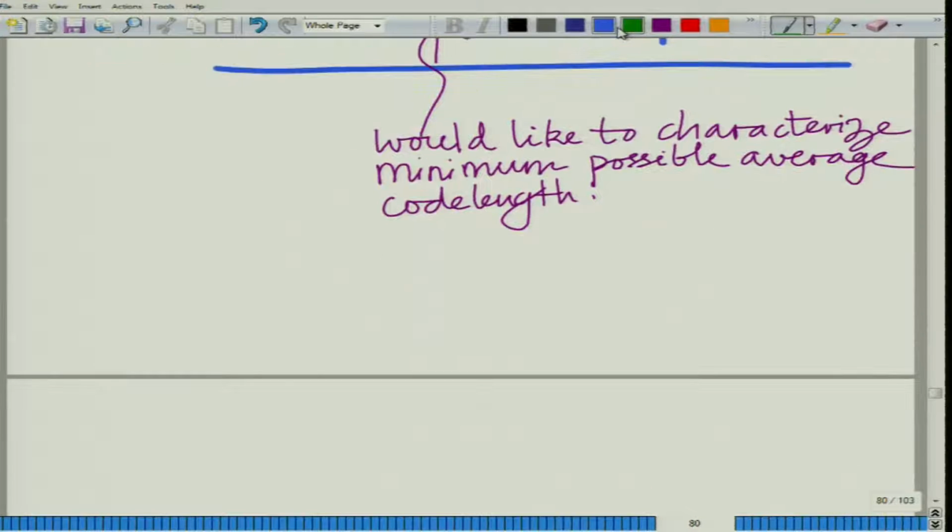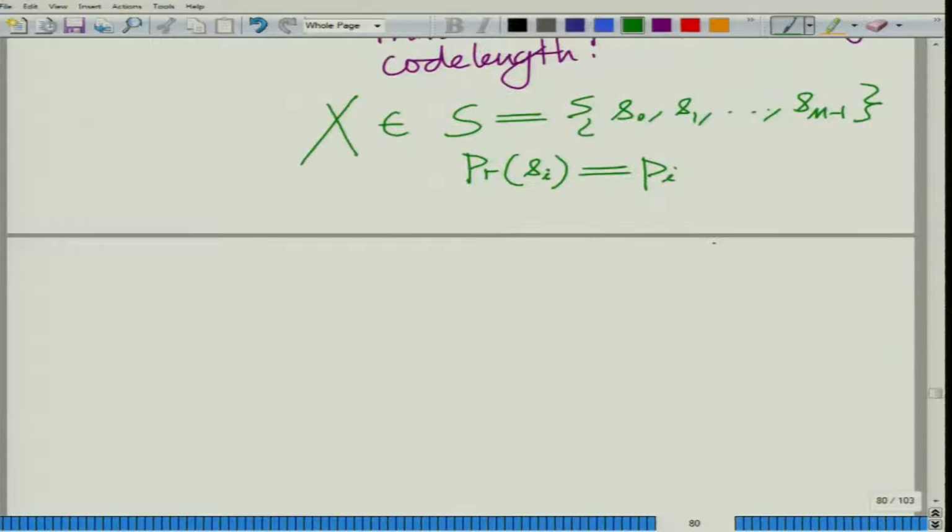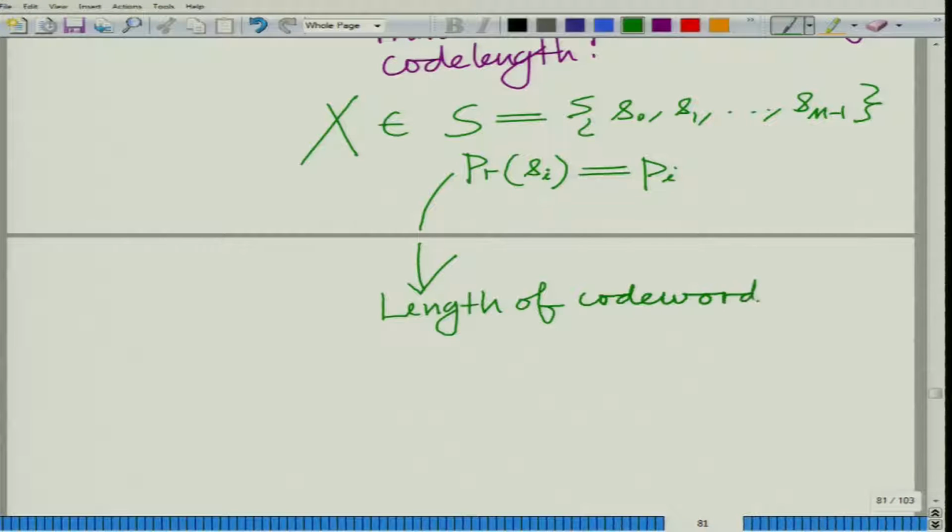Again, towards this we would like to consider x drawn from a source with the alphabet S0, S1 up to Sm minus 1, and we have the probability of each symbol Si is Pi. Now, let the length of code word i be Li.